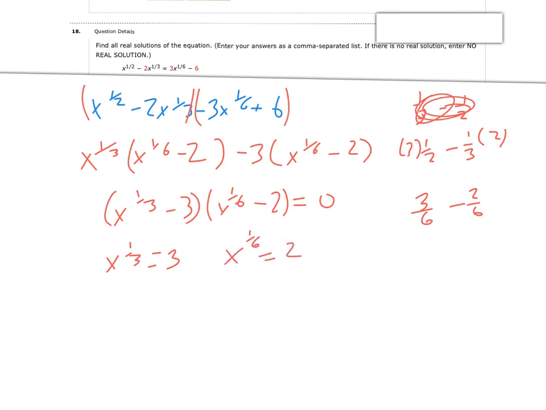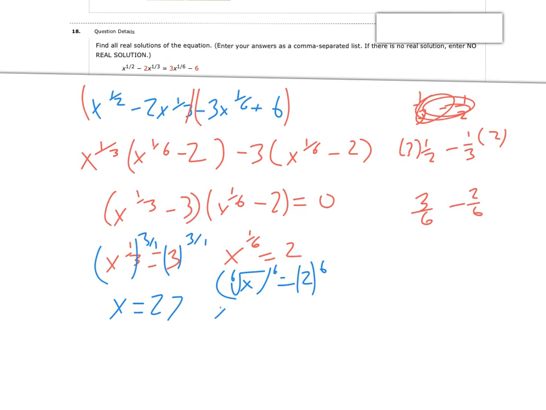And now to get rid of these, a couple different ways you can look at it. You can look at it like we're raising this to the 3/1 power, because that cancels out and makes it x. So that would be 27. Or if you wanted to write it as the 6th root of x, or the 3rd root of x, then you could easily see that you have to raise that to the power of 6, which is 2, 4, 8, 16, 32, 64. X equals 64.